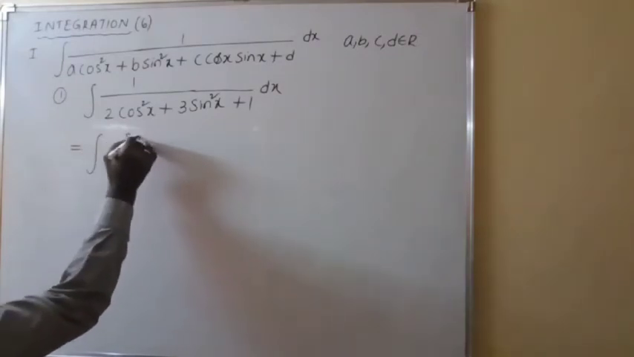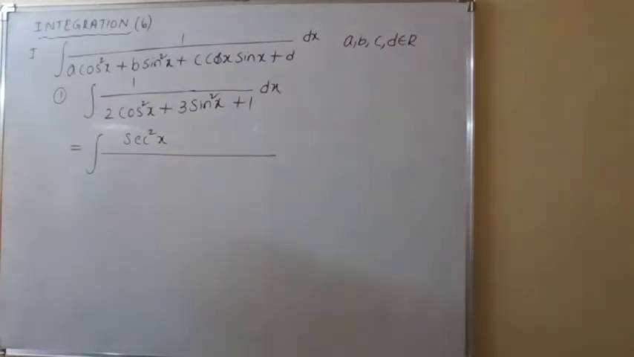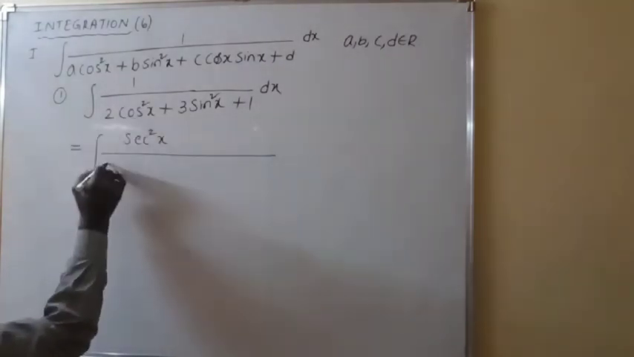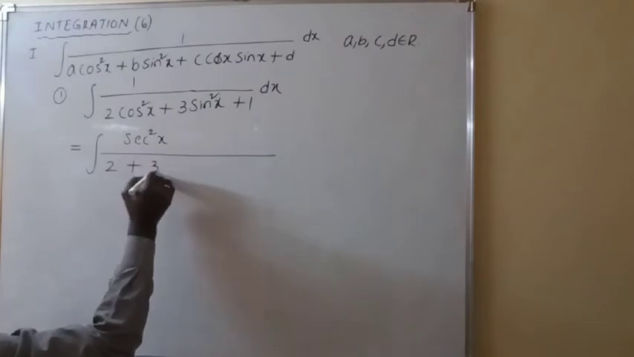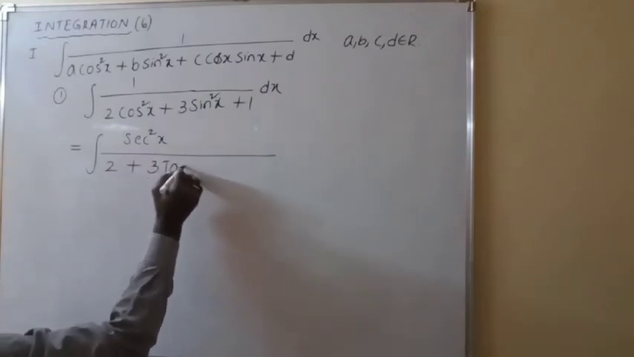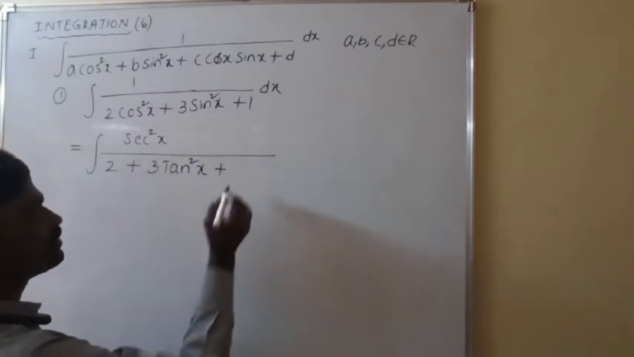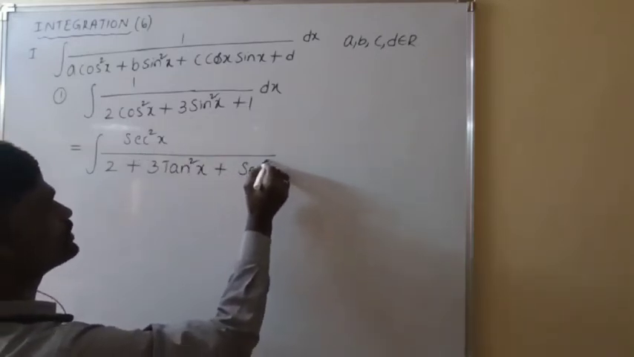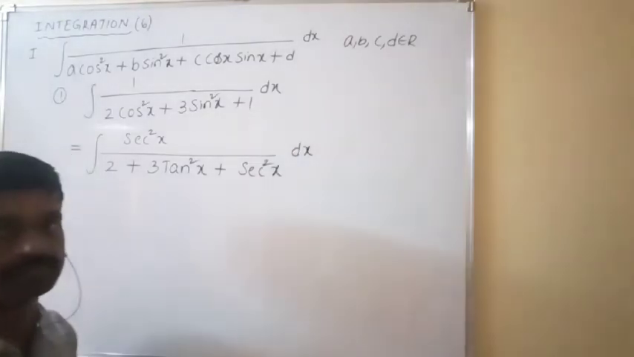Numerator secant square x and denominator, what you will get after dividing with cos square x? First term becomes 2. Second term is 3 sin square x by cos square x, means what you will get? 3 tan square x plus, here if you divide with cos square x, what you will get? 1 upon cos square x is secant square x into dx.